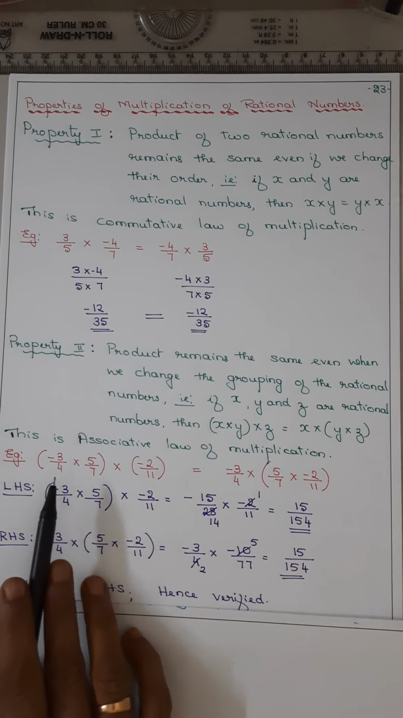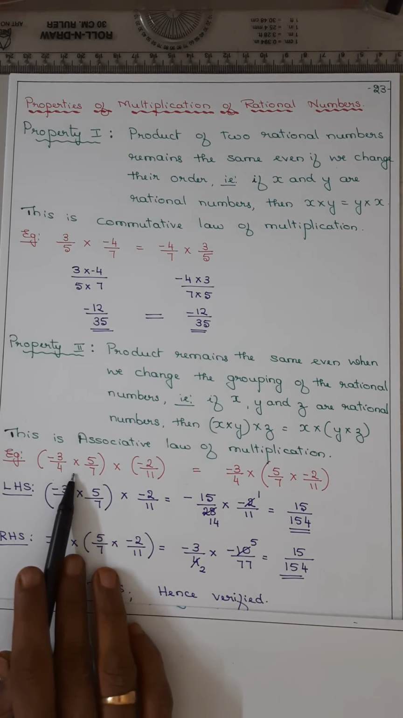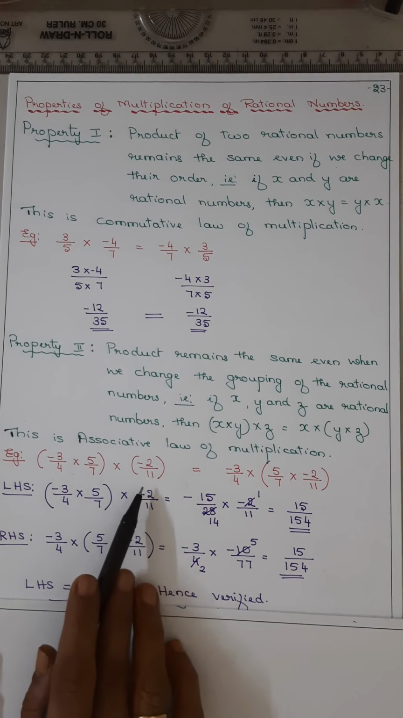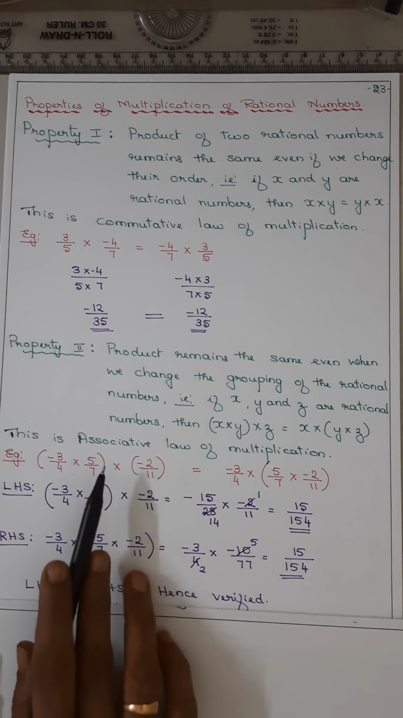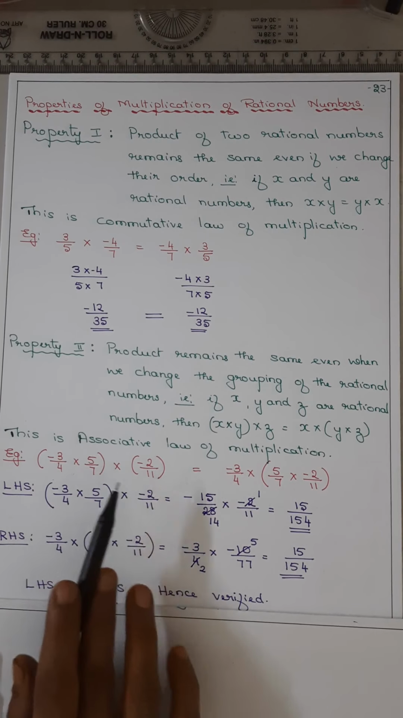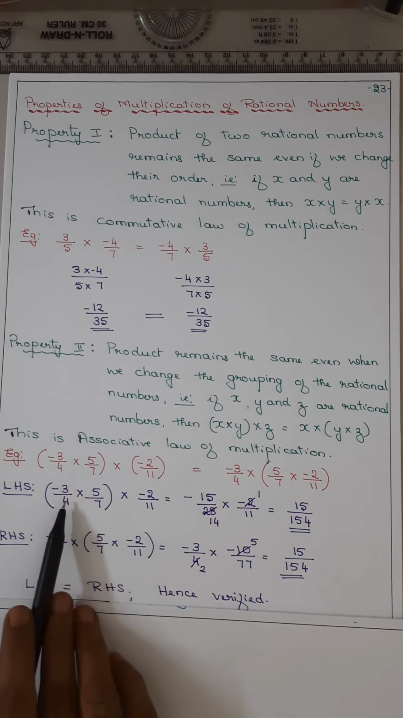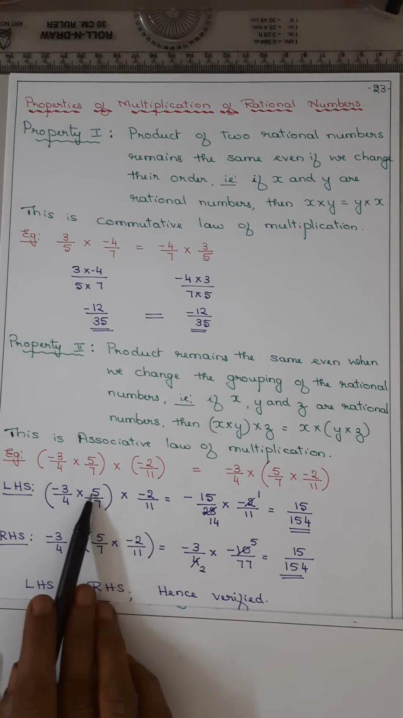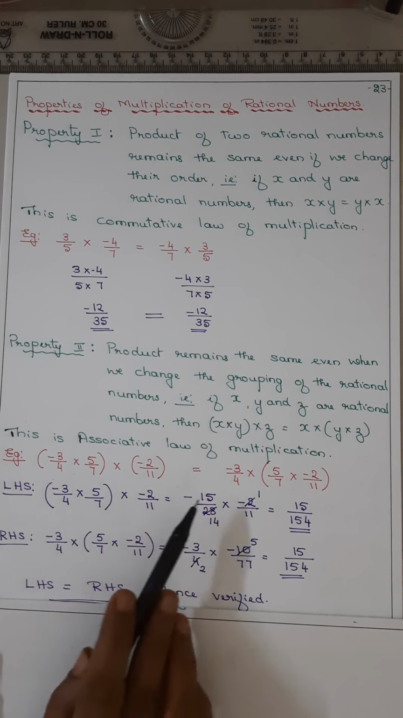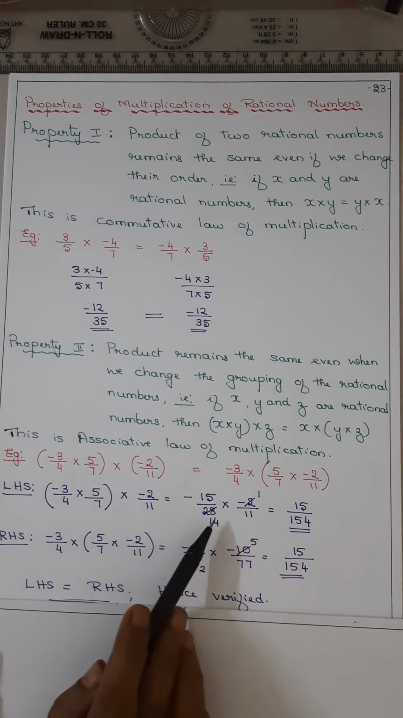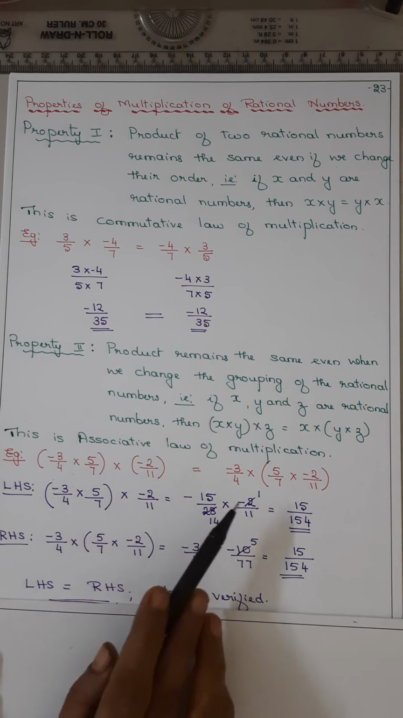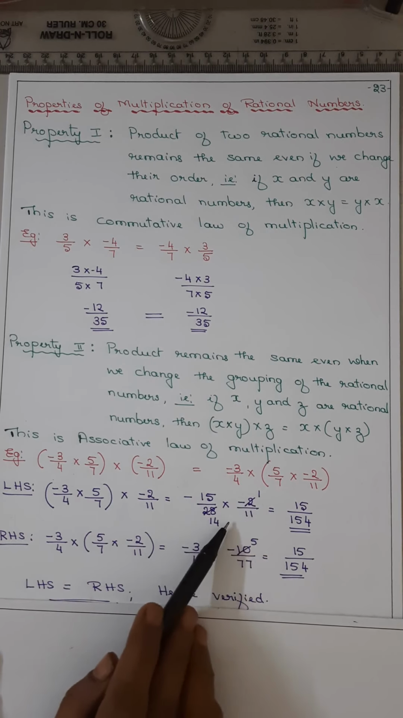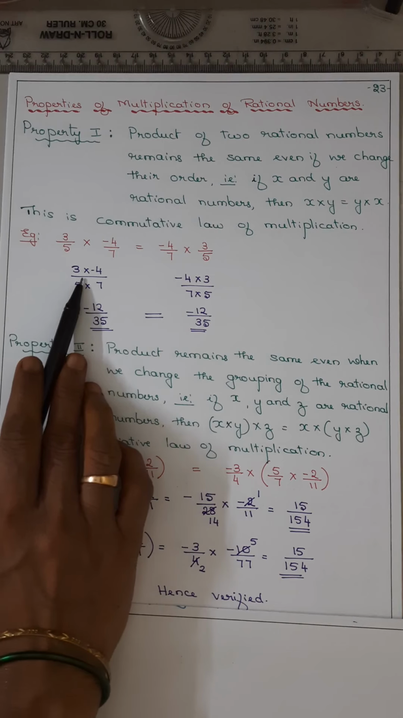If you see the example, minus 3 by 4 into 5 by 7, first multiply this and then multiply it by minus 2 by 11. So LHS, it is this side. You solve it first. So minus 3 into 5, how much will it be? Minus plus minus, 3 fives are 15, 4 sevens are 28, into minus 2 by 11. So directly we are seeing numerator and denominator, so this step we are not writing.